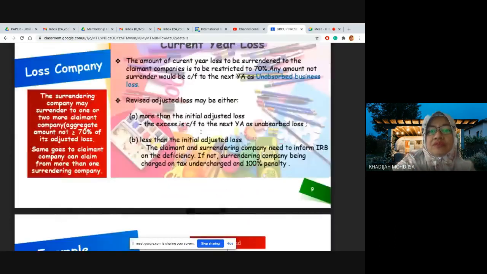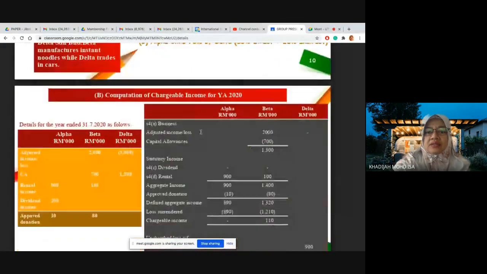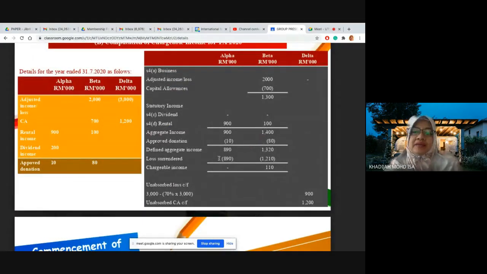Defined aggregate income is your aggregate income minus current year loss. The current year loss comes from your business income. Normally we don't have qualifying prospecting expenditure or qualifying pre-operational business expenditure, but we do have approved donations, which have to be deducted first in arriving at your defined aggregate income. Once you have your defined aggregate income, only then do you deduct the current loss, where you have your loss surrendered. So which company gives out the losses, and which company receives them. At the end of the day, because of the losses claimed by the companies, you have a lower chargeable income.